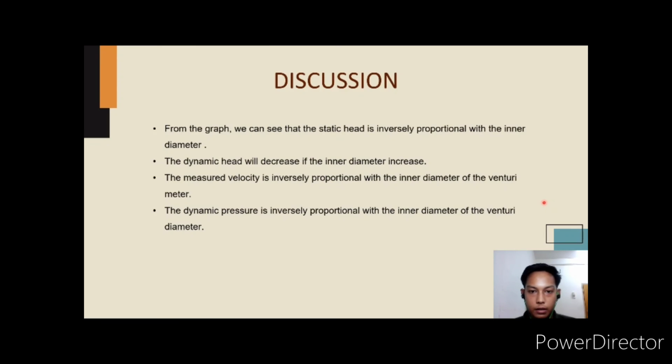So for the last one, we have here the discussion. From the graph, we can see that the static head is inversely proportional to the inner diameter. The second one, the dynamic head will decrease if the inner diameter increases. The third one, the measured velocity is inversely proportional to the inner diameter of the Venturi meter. And the last one, the dynamic pressure is inversely proportional to the inner diameter of the Venturi. Okay, that's all for me.